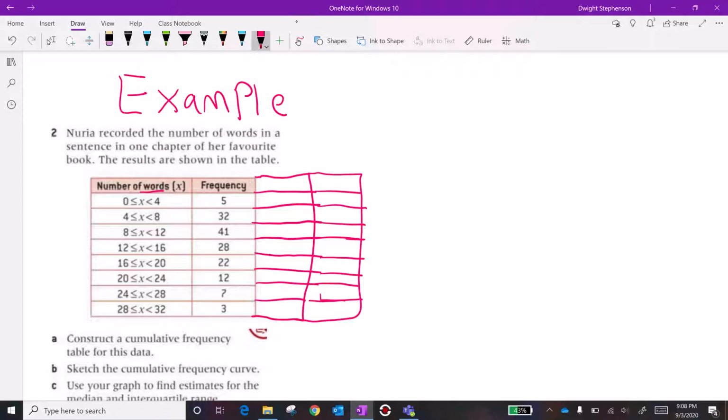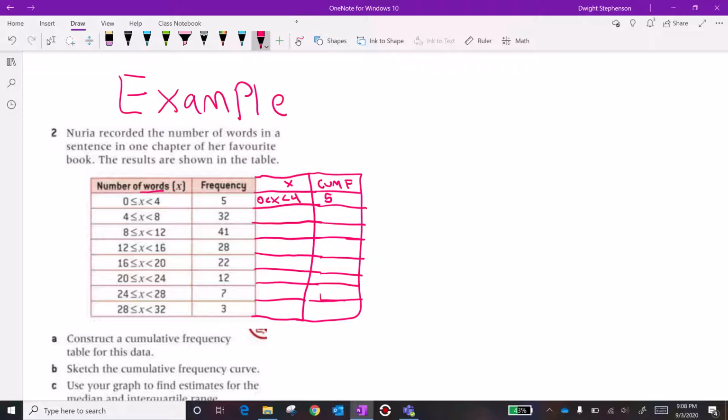Okay, so this is going to be x, which is number of words, and this is just going to be x is less than 4 at first, right? Because it's going to be from 0 to 4, so x is less than 4. We don't want to go any further than 0, and so this one's going to be the 5 still.